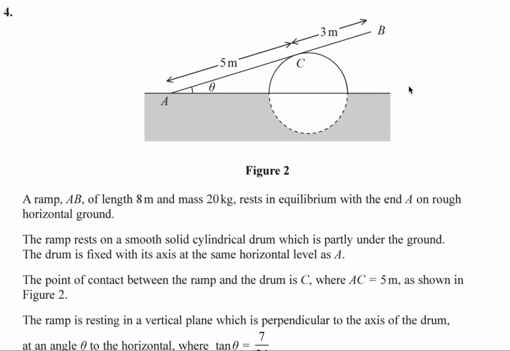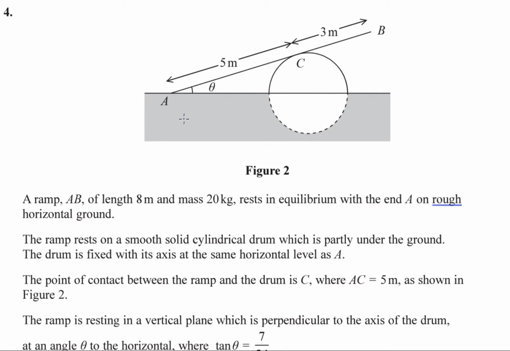Okay, question 4 has given us a ramp A to B. They've given us a length. As soon as they start talking about lengths, you need to think that moments are involved in this question. The ramp has mass 20 kilograms. It rests in equilibrium on a rough horizontal surface. That's going to be important. That means there's friction acting between the ramp and the surface.